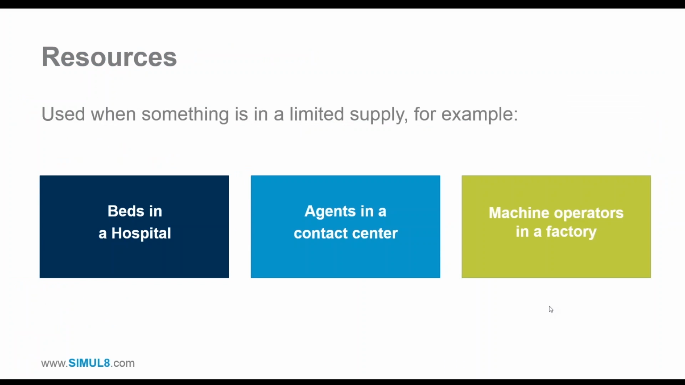Moving back to the slides, we're going to take a look at a feature which we call resources. And resources are used whenever something is in limited supply. So for example, resources can be beds in a hospital. They might be people answering the phone in a contact center. They could be, as in our example, machine operators in a factory. But really there are hundreds of different types of resources.